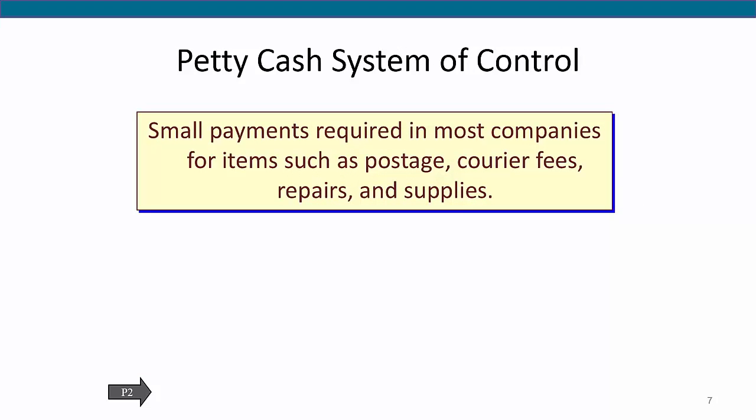A basic principle for controlling cash disbursements is that all payments must be made by check or electronic payment. An exception to this rule is made for petty cash disbursements, which are the small payments required for items like postage, courier fees, minor repairs, and low-cost supplies. To avoid the time and cost of writing checks for small amounts, a company sets up a petty cash fund to make small payments. I'm not going to discuss accounting for petty cash in this video, but I would like you to review it and understand the entries. You should be able to practice the concepts in the homework assignment.